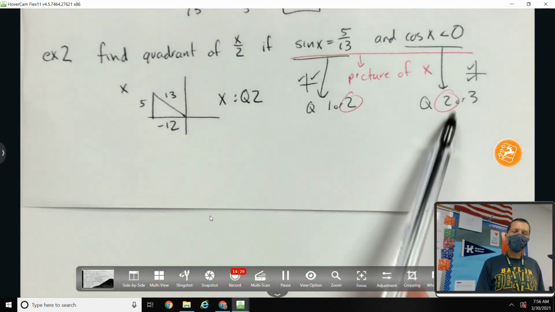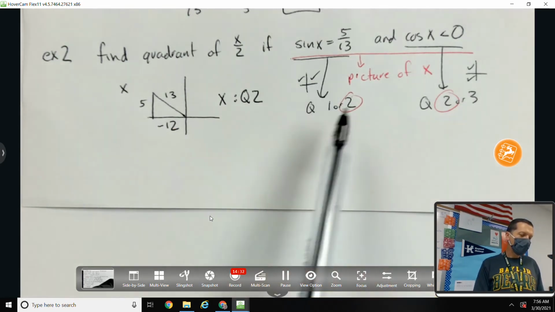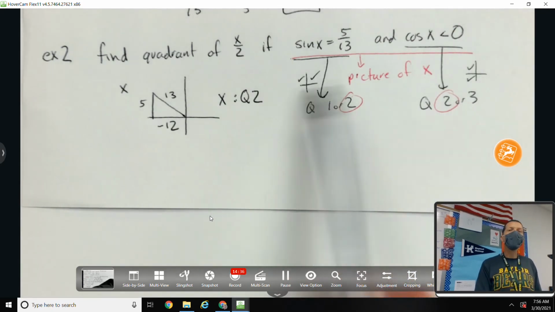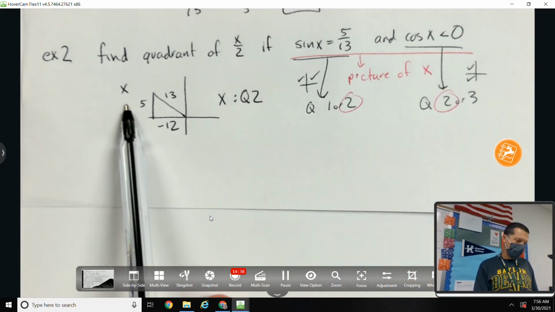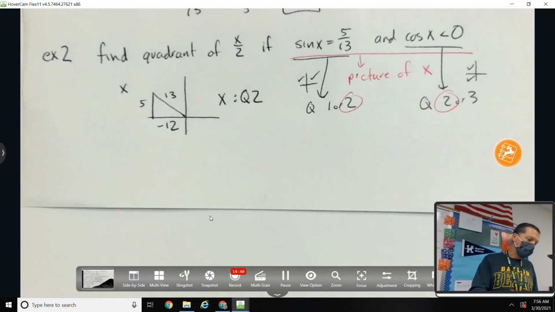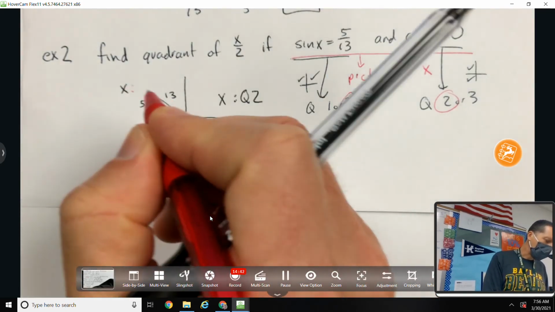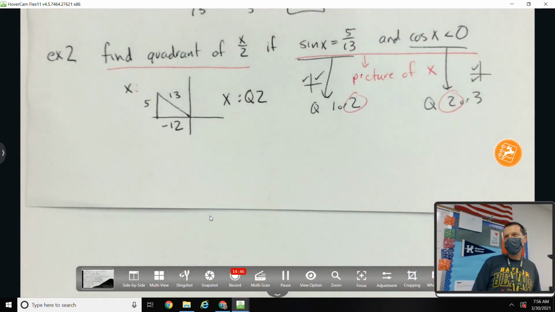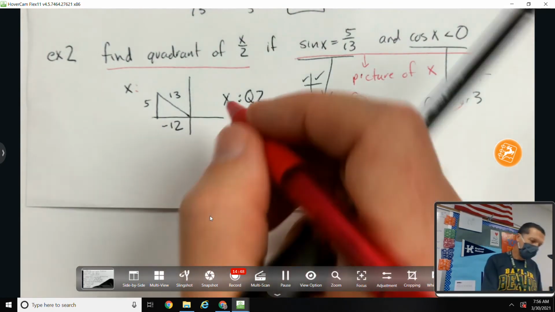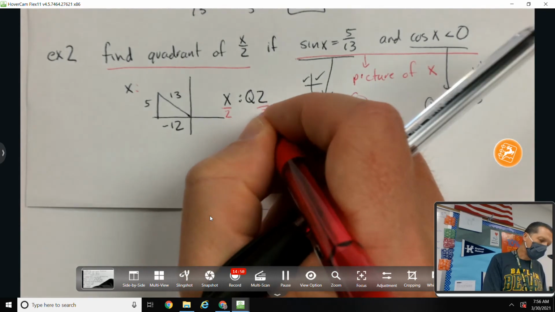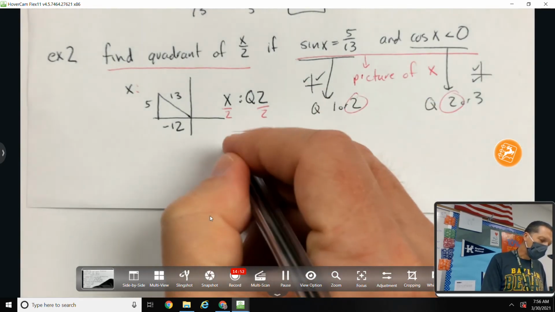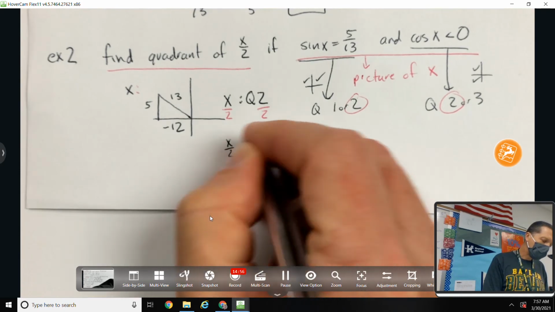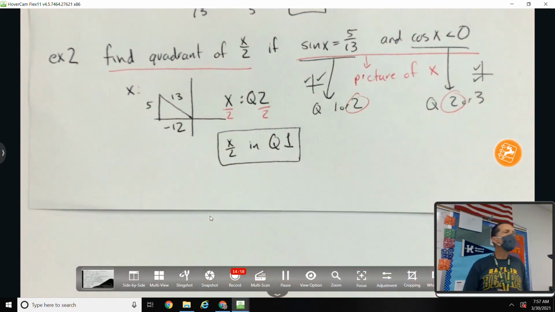Catch back up here. Sine's positive, that's quadrant 1 or 2. Cosine's negative, that's 2 or 3. So to fit both of those criteria, you got to land it in quadrant 2. But that really wasn't the answer. That's the quadrant of x. I want the quadrant of x over 2. So we're going to do some quadrant algebra. Divide both sides by 2. So that means x over 2 is in quadrant 1.